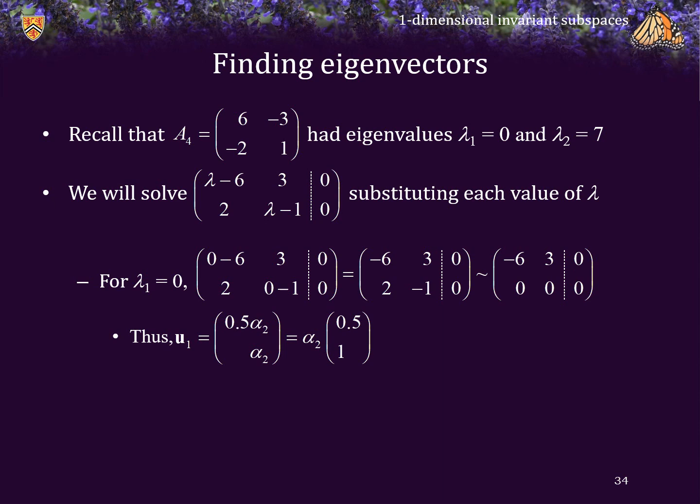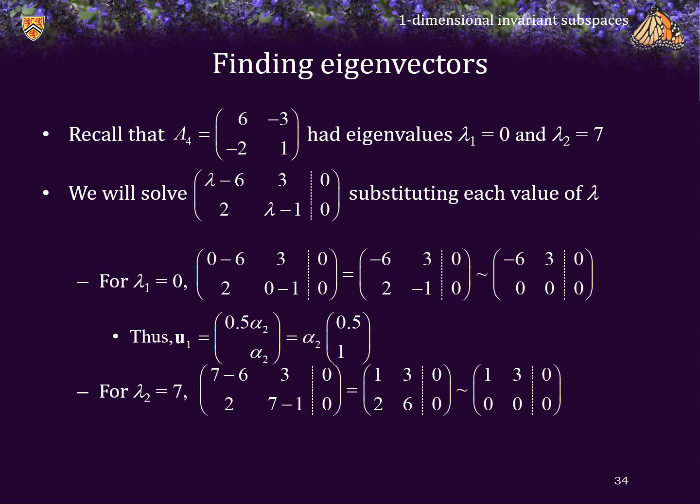Consequently, the vectors that are a scalar multiple of 0.5, 1 are all eigenvectors corresponding to the eigenvalue 0. Thus, this includes all vectors in the null space. So, for example, if you were to multiply the matrix above by the vector 1, 2, you would see that that does indeed equal the vector 0, 0.